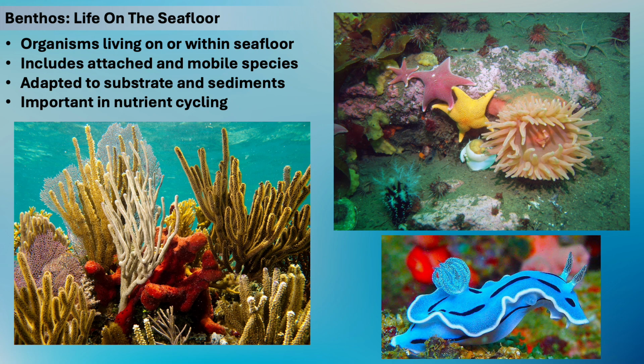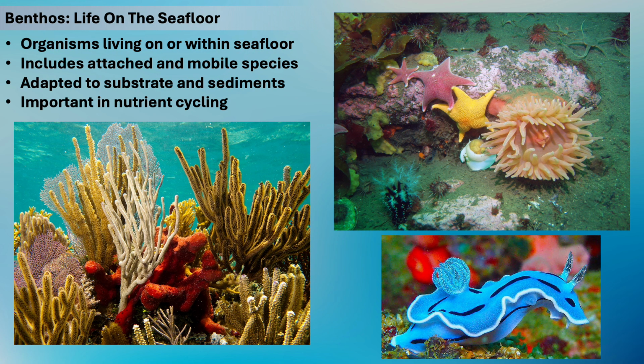The third major ecological category of marine organisms is benthos, which refers to organisms that live on, within, or attached to the sea floor. The benthic environment includes an enormous diversity of habitats ranging from shallow coastal reefs to the deepest ocean trenches. Some benthic organisms are sessile, meaning they remain permanently attached to a substrate. Examples include sponges, corals, and many types of algae.